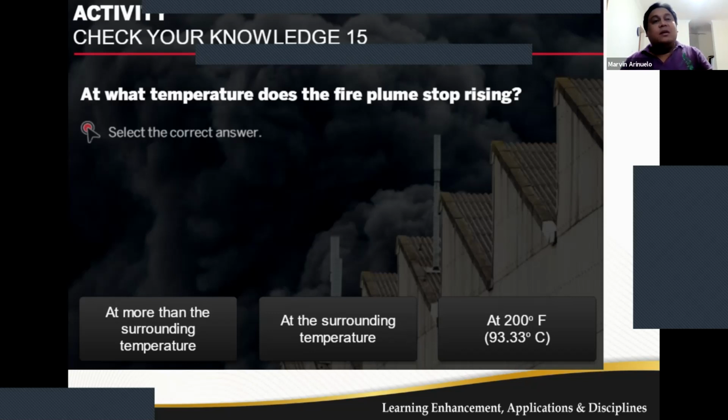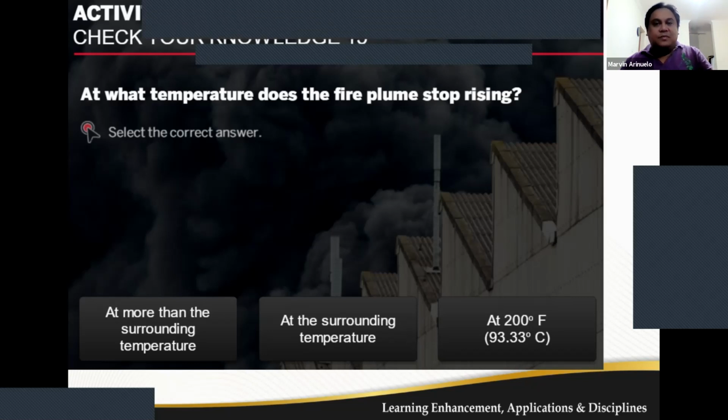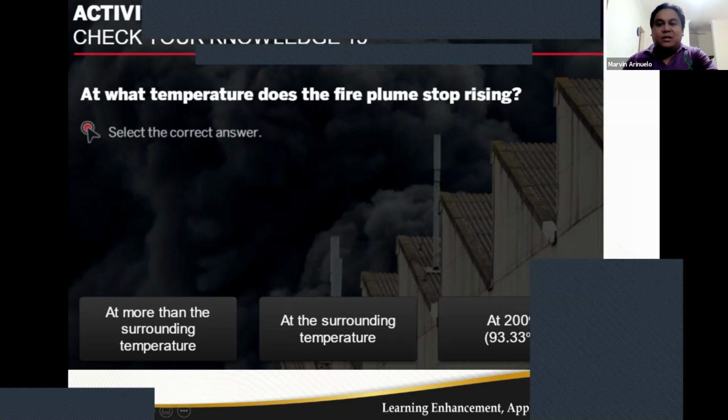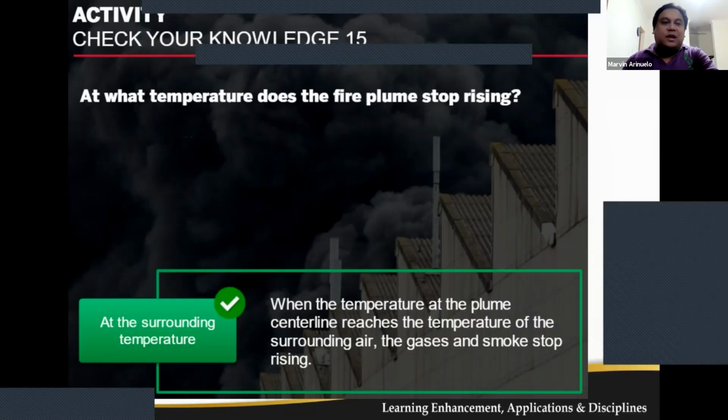No? At what temperature does the fire plume stop rising? Answer? Well, we discussed that if the center line of the fire plume has a temperature equal to the surrounding temperature, so B is correct, no? So at what temperature does the fire plume stop? When the temperature of the plume center line reaches the temperature of the surrounding air, the gas and smoke stop rising.